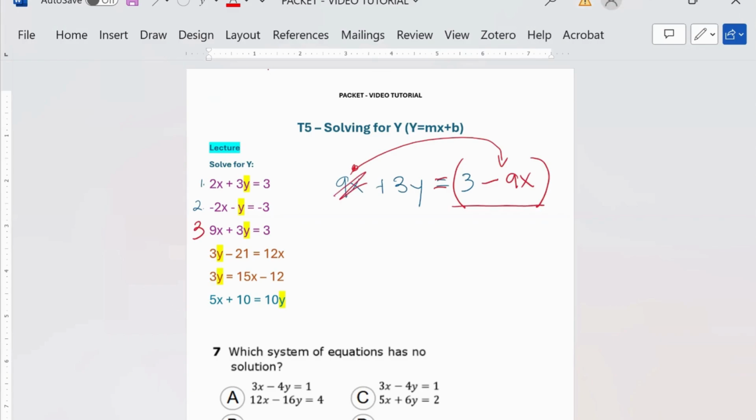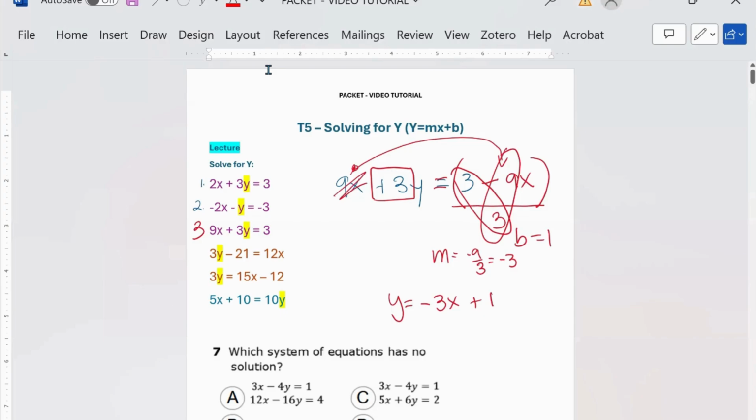I'll divide everything by this number here. If you notice, I'll include the sign as positive 3. So this is my y-intercept. So b is the 3 divided by 3, it's 1. And then my slope. So negative 9 divided by 3 is negative 3. So my linear equation is y equals negative 3x plus 1.